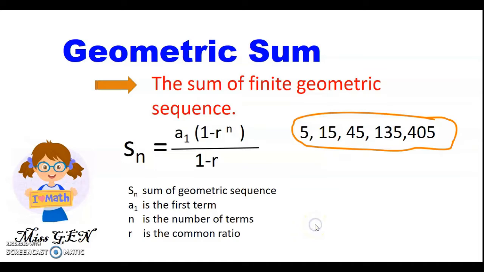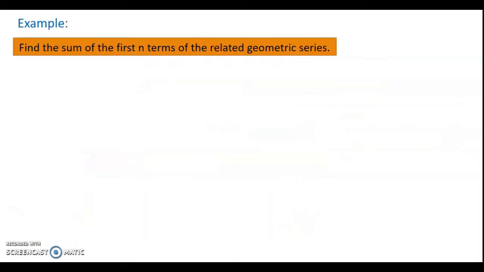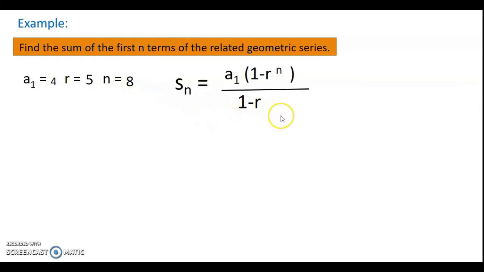Let's go to our first example. Find the sum of the first n terms of the related geometric series. We have the given values here: a sub 1 is equal to 4, our common ratio is 5, and our number of terms n is 8. So let's substitute the given values into the formula.